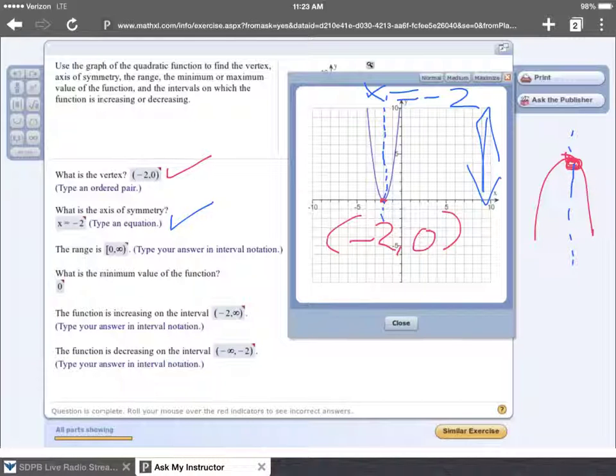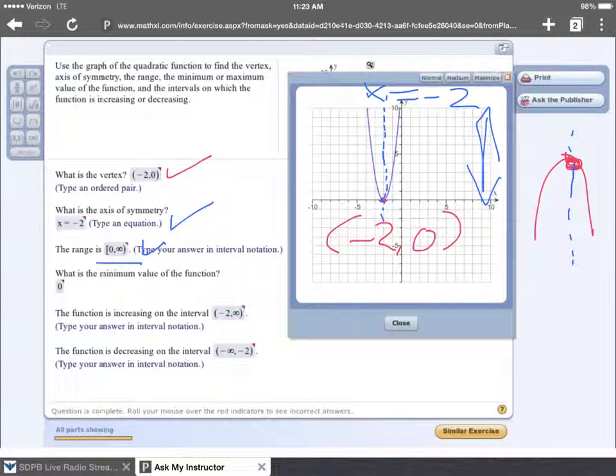Now the range basically means what's going on in the vertical, up and down direction. You can see that it is definitely going toward infinity, and here we're actually reaching this point 0 on the y-axis. And so that's why it's 0 to infinity. I bracket the 0 because at 0, that's still part of the range. If I had a hollow point there, then I wouldn't include it.